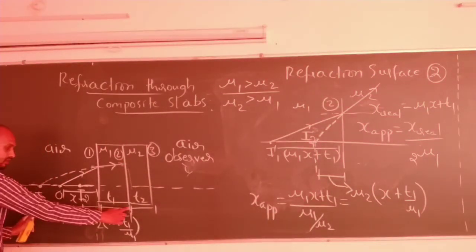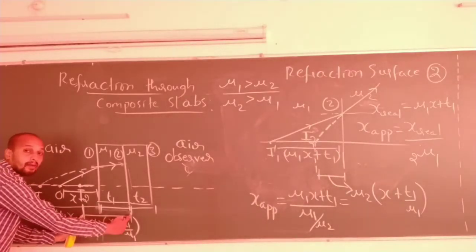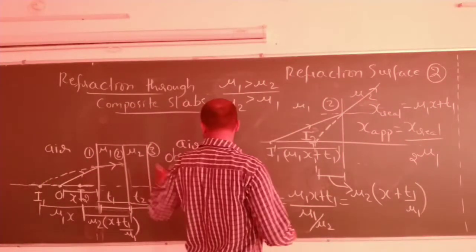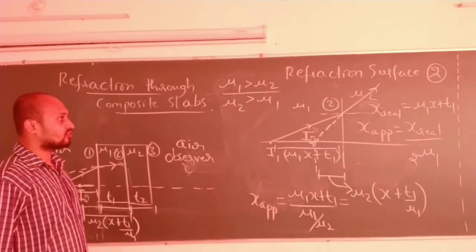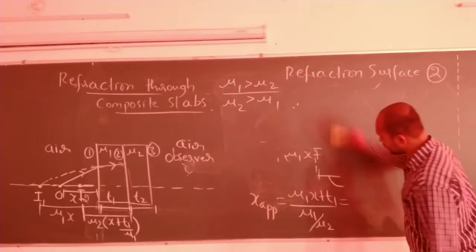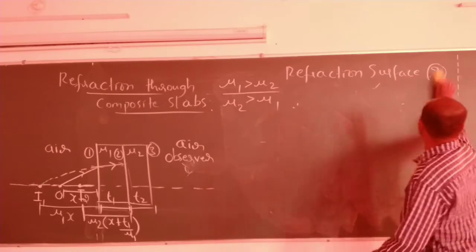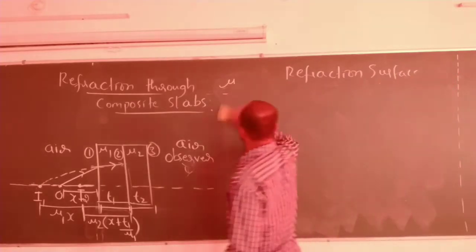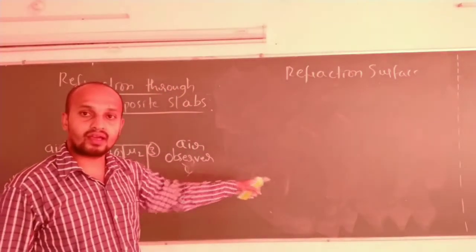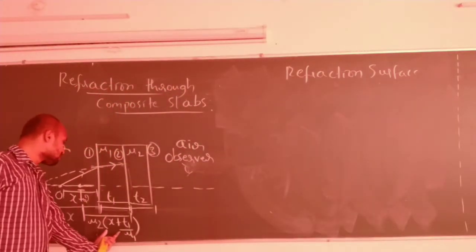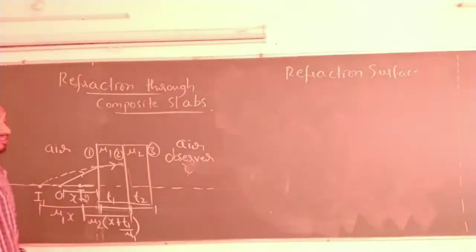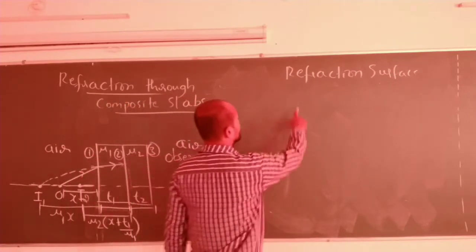This is an object, this is a real depth, and this will be the apparent depth. Or this is a real distance and this is an apparent distance. Mu2 is greater than mu1, I have written. It is for you: solve the same thing and you will get the same result. The value is mu2 into x plus t1 by mu1 into t1 by mu1.